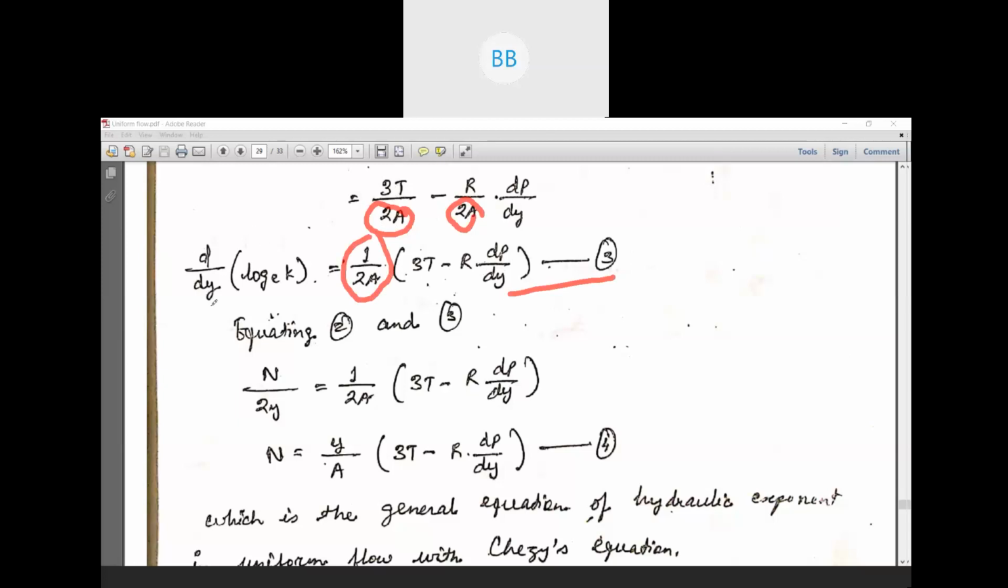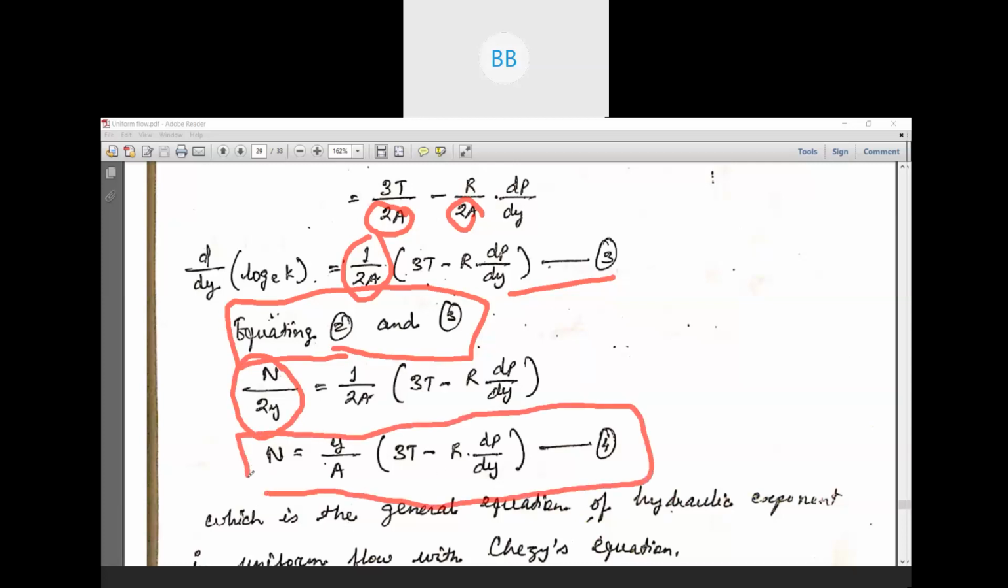Now we have to replace this, and we have to bring n. So from equation 2 and 3, we can equate both the equations, and in place of dy log e k, we can substitute n by twice y. Then we can find the expression for n using Sage's equation. So this 2 will be cancelled out, this 2 will be cancelled out, and then y will go up: y by A, 3T minus R dP by dy.